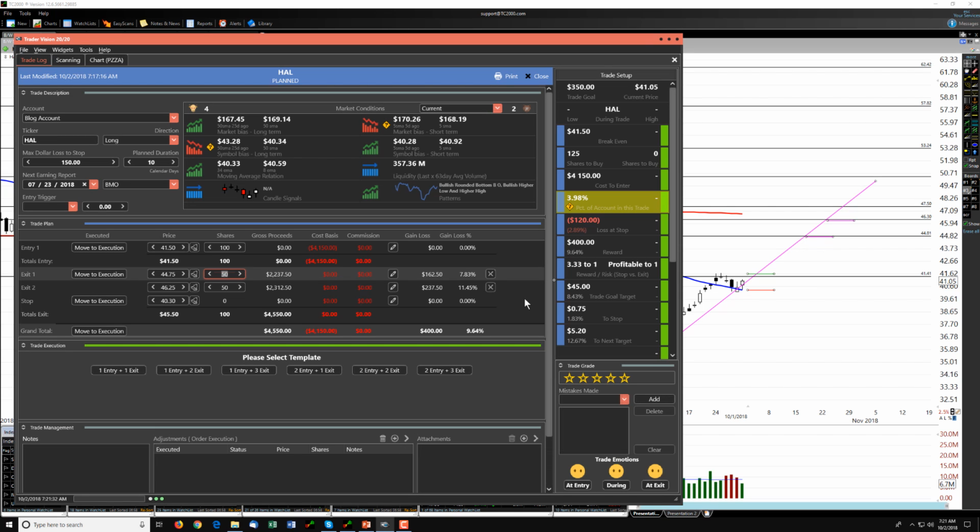That will be our trade idea for today. HAL, H-A-L. Please evaluate this against your view of the market, your trading style, rules, and criteria. If you do decide to take it, I wish you the best of luck.